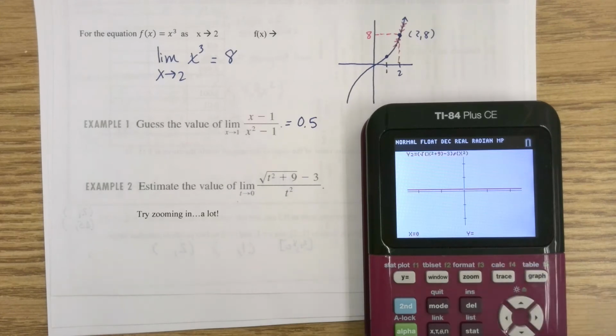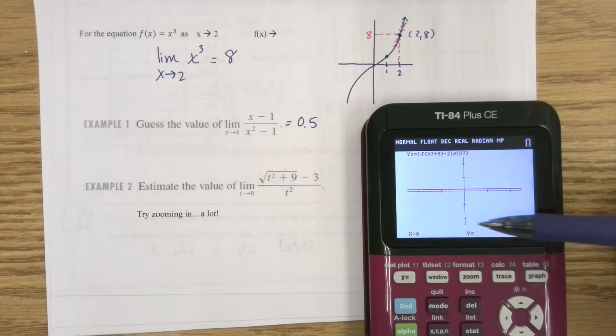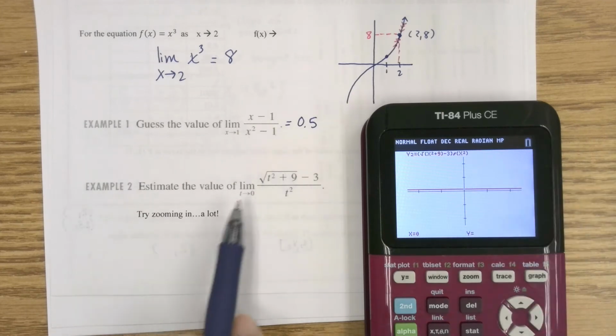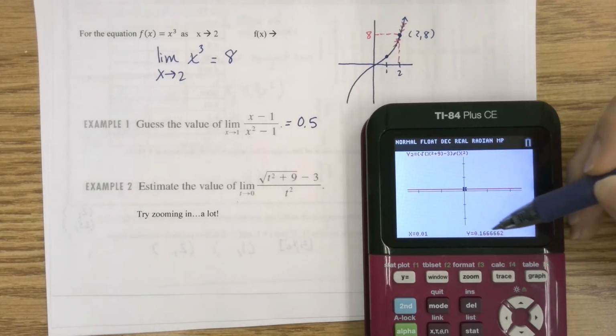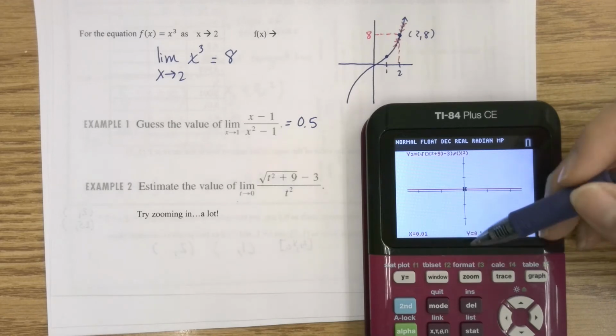Let's hit the trace key and let's type in 0 and see where we're at. And sure enough, I don't have anything at 0. So let's pick something very close like 0.1. So 0.1666, how about 0.01, 0.1666? Okay, so it's looking like maybe that's the number I'm approaching.